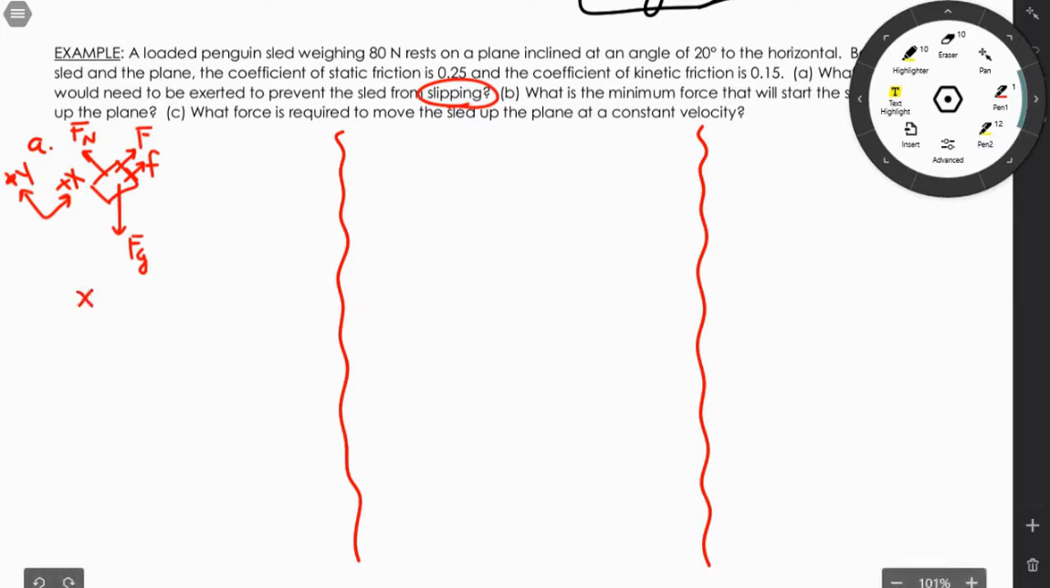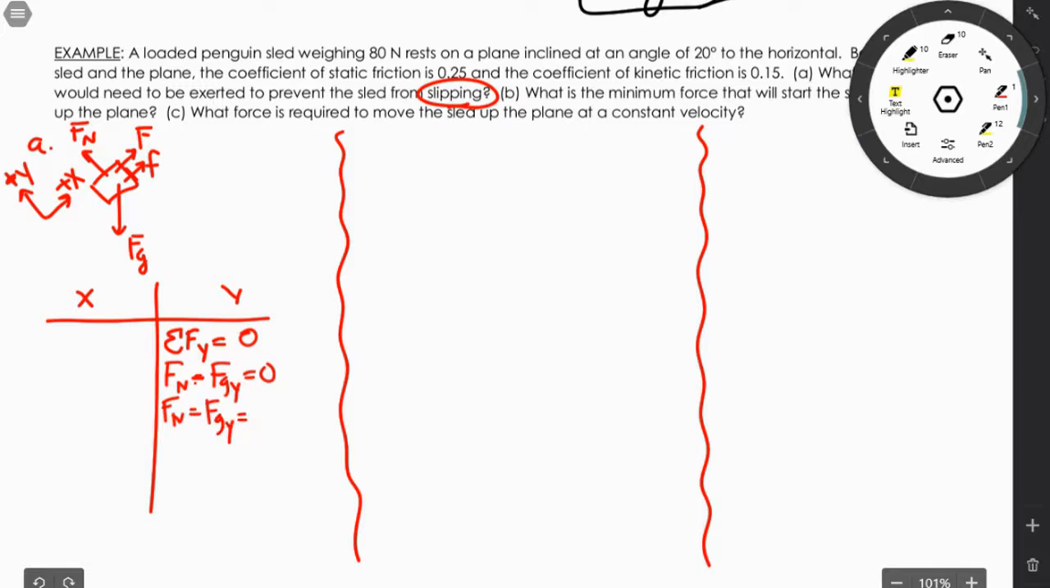And so now we do our x and y, okay? Sum of the forces in the y direction is may. I'm sorry, it's going to be 0 because we're not accelerating through the incline or off the incline. And so we're going to have Fn minus Fgy equals 0. So Fn equals Fgy, which equals mg cosine theta. Did it again. I always get these two mixed up in this scenario.